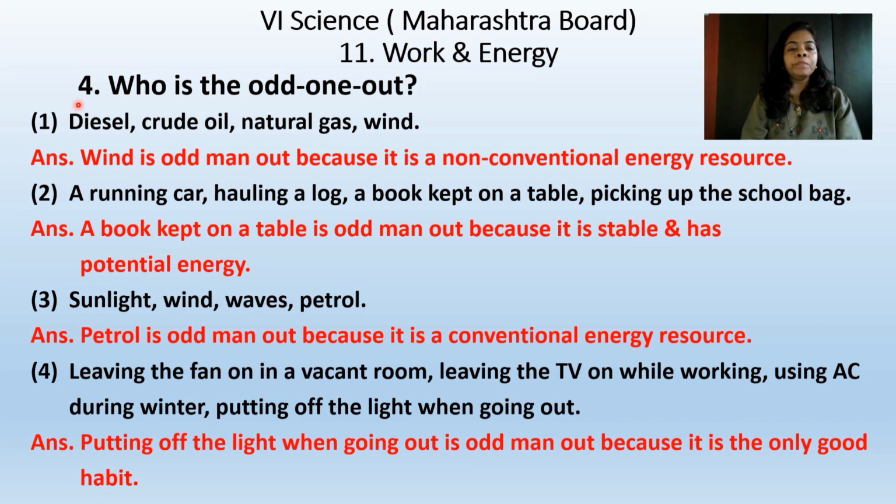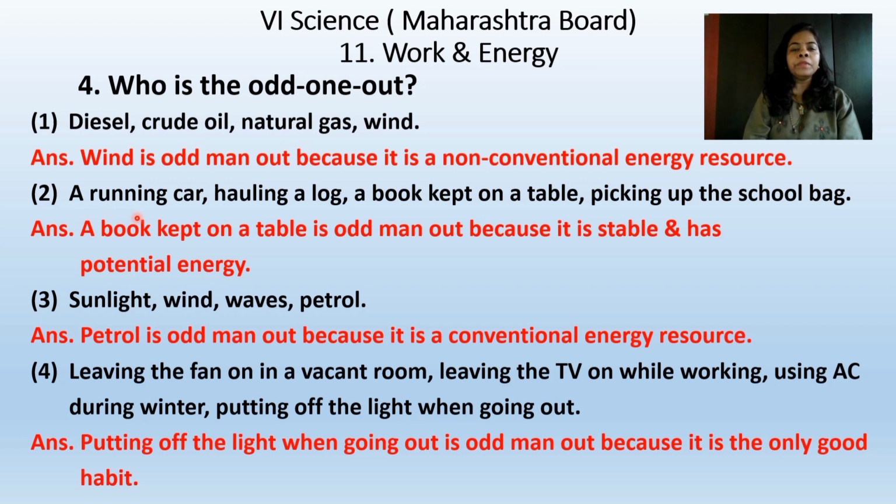Question number 4. Who is the odd one out? Diesel, crude oil, natural gas and wind. All these are conventional energy resources, children. Wind will be the odd man out. Wind is odd man out because it is a non-conventional energy resource, or you can say renewable energy resource.